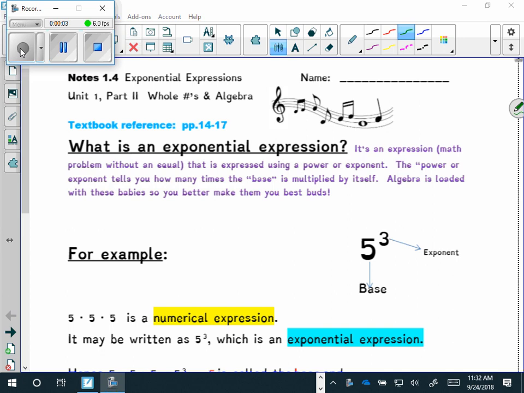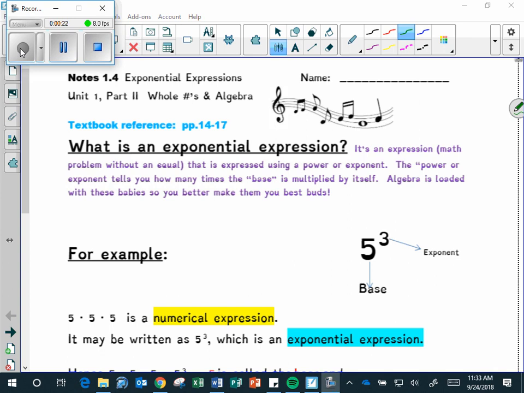Welcome everybody. Finally getting to a unit where we're going to combine some things we've already learned about whole numbers along with a few algebraic ideas. And one of those big ideas is exponents. You may have also known them to be called powers.